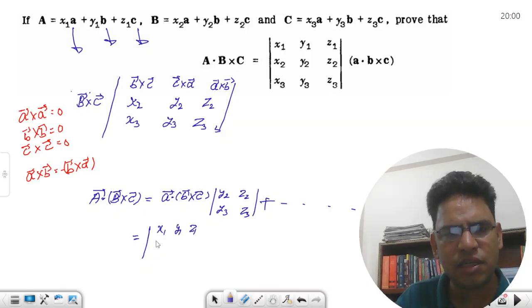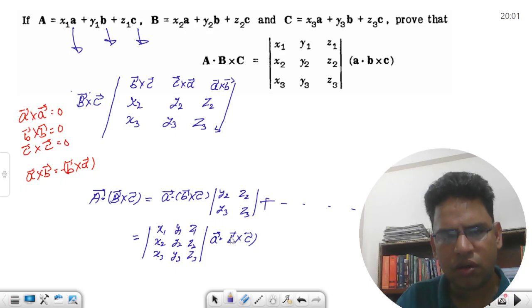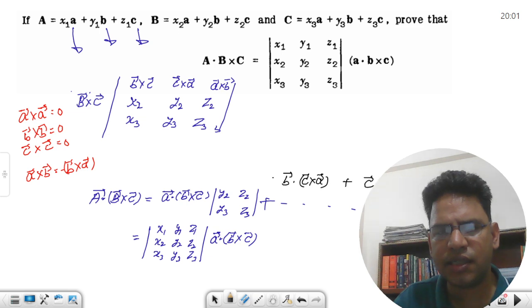X1, Y1, Z1, X2, Y2, Z2, X3, Y3, Z3. You are going to get A dot B cross C. Because the second term you might come across, B dot C cross A. And the third term you can get C dot A cross B. This is how it is going to work.